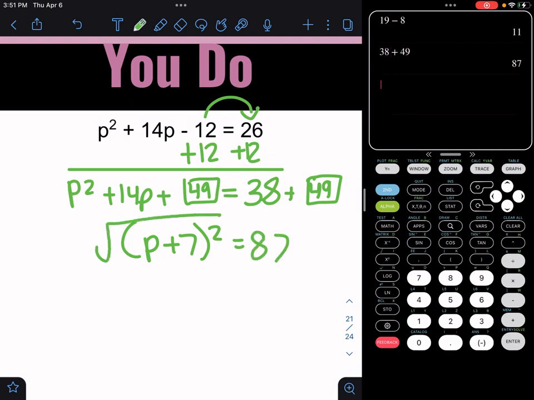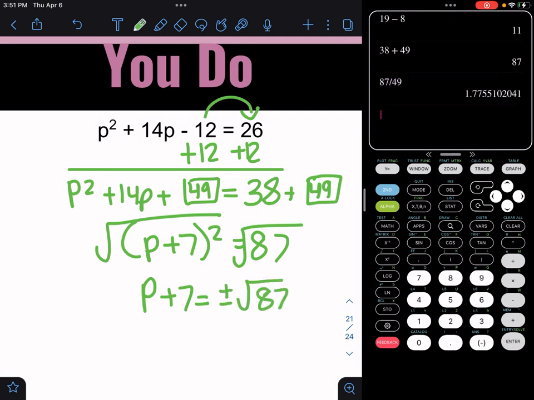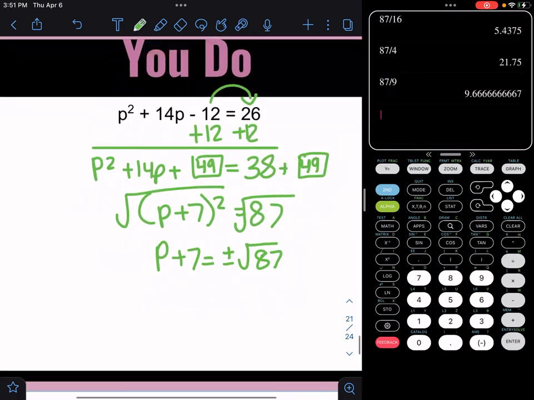Now we're going to try to take the square root of both sides. So we'll get p plus 7 equals plus or minus the square root of 87. Square root of 87 does not work. Let's see if any of the perfect numbers work. 87 divided by 64, 16. I didn't type that in correctly. 4, no. None of them are going to work. So we're just going to subtract the 7 from both sides and leave it as negative 7 plus or minus the square root of 87.